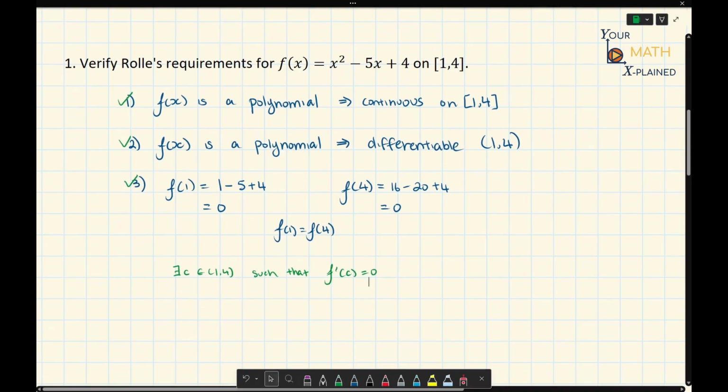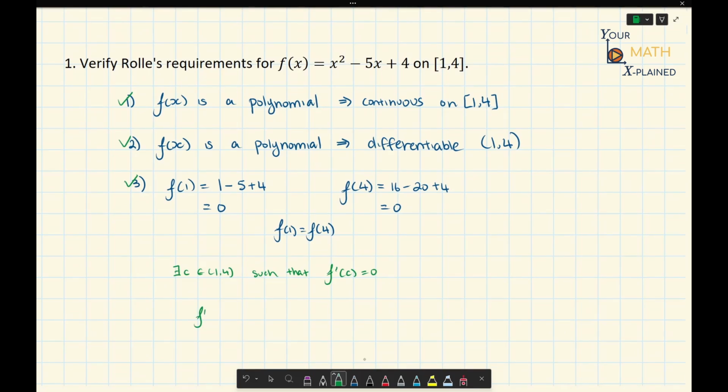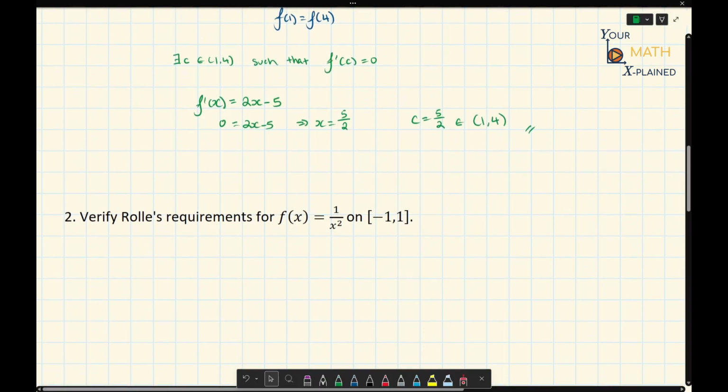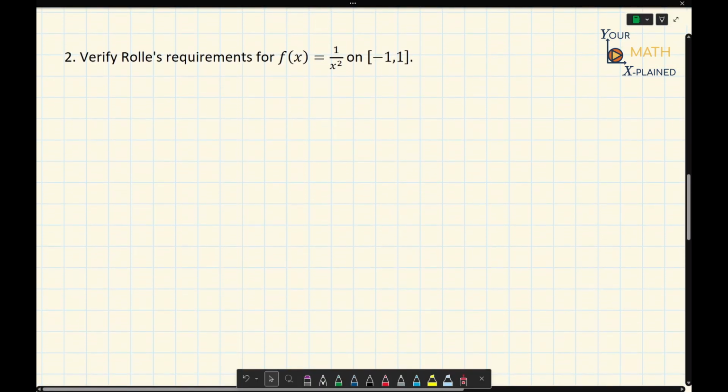So all we need to do is find the derivative: f prime of x is equal to 2x minus 5. And if we set that equal to 0 and solve for x, we get x is equal to 5 over 2. So our c value here is 5 over 2, and we can see that this is in the open interval (1, 4). We're going to take a look at one more example for another function.